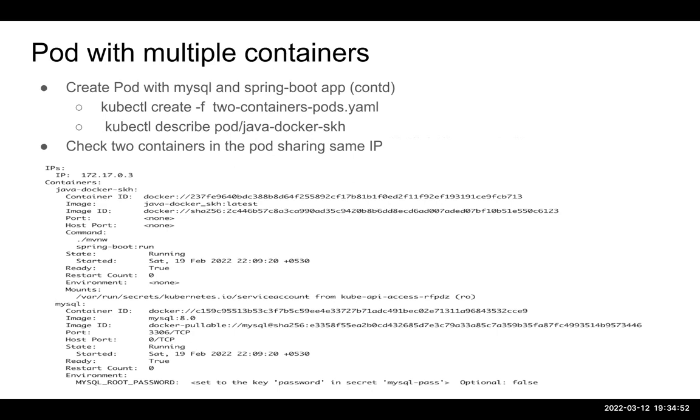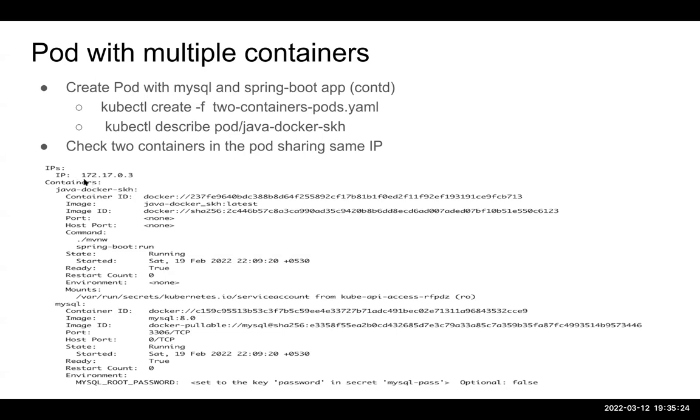So I created this YAML, I run this YAML, kubectl create -f 2 containers pod, then I describe this. You can see a lot of information when you describe. I think we have seen this command multiple times. Check 2 containers in a pod sharing the same IP. We discussed that, right? In one pod, if you have 2 containers, both will have the same IP. So when you describe this pod, it will show both containers, and you check the IP address of both containers.